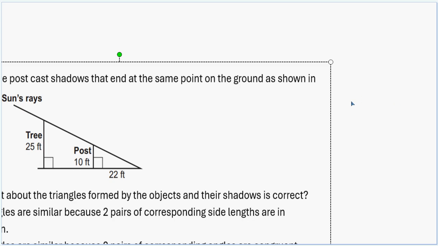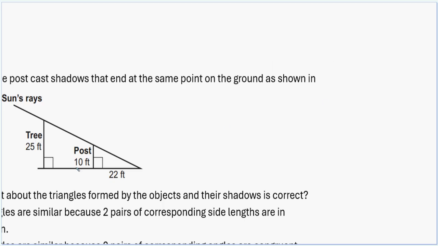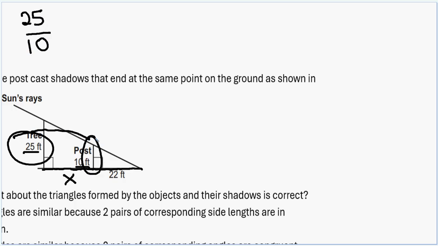Okay, now here in part B, it says find the length of the shadow. I blew the picture up a little bit, so I'm going to draw the shadow in there again with that black ink. Okay, and I'm going to show you two ways we can set this up. Let's call the distance from the tree to the post x, and we've got the 25-foot tree and the 10-foot post. So we could set up a proportion. I'm going to come up here on the left, 25 over 10. So this is my numerator from the tree triangle, and then from the post triangle is my denominator.